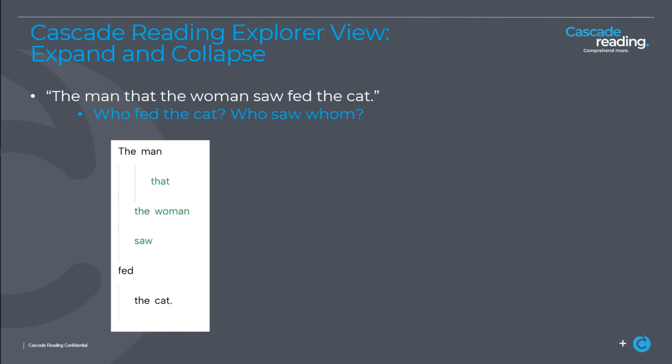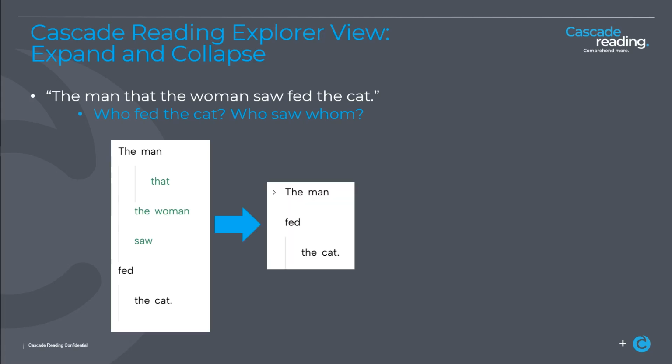Similarly, we can expand and collapse sentences as well. So if we take that colorized clause sentence from the man that the woman saw fed the cat, we can simplify this to just say the man fed the cat. We can do this because that the woman saw doesn't actually change the structure of the sentence. What it does is it describes the man. It's the man that the woman saw. And so the main idea of this sentence is that the man fed the cat.